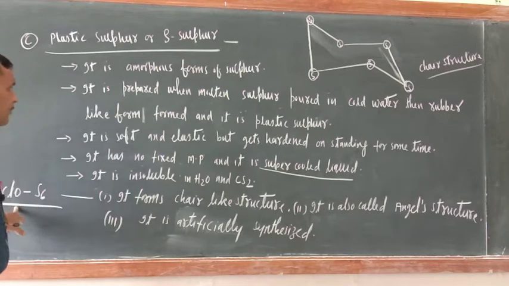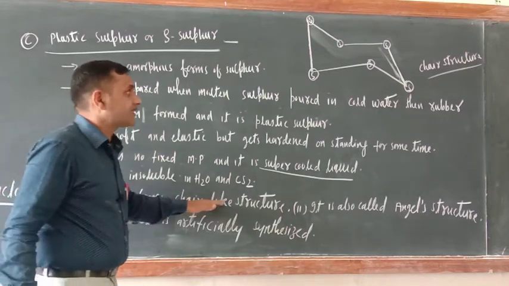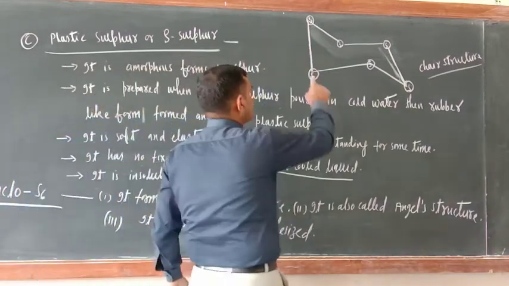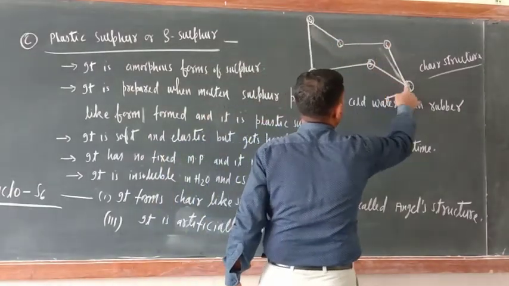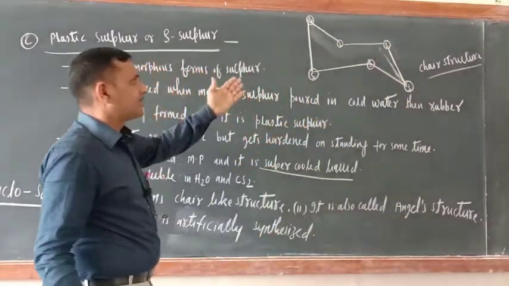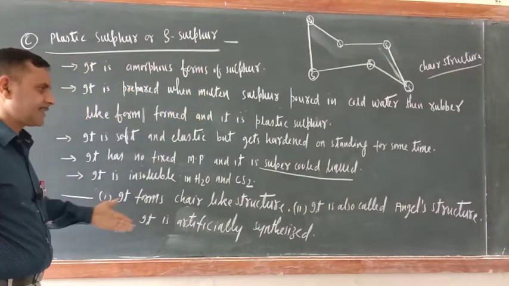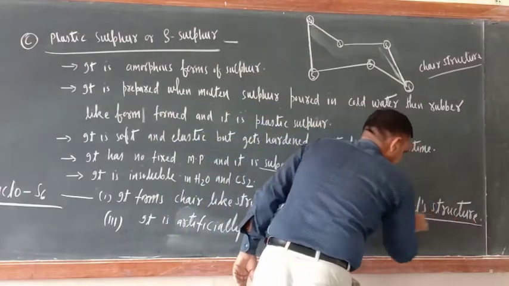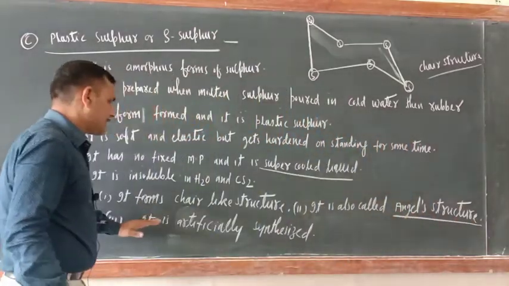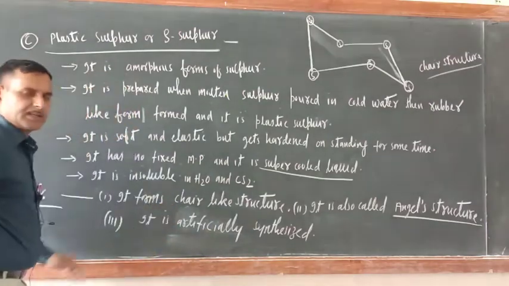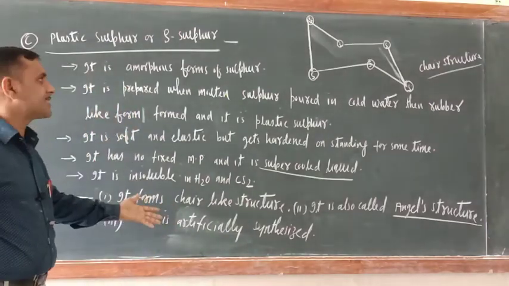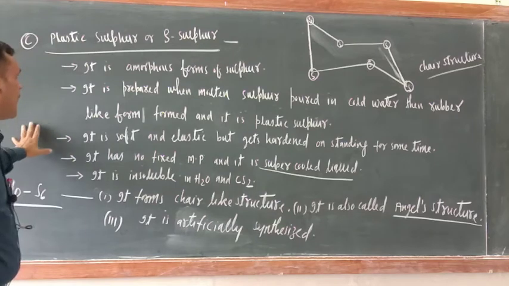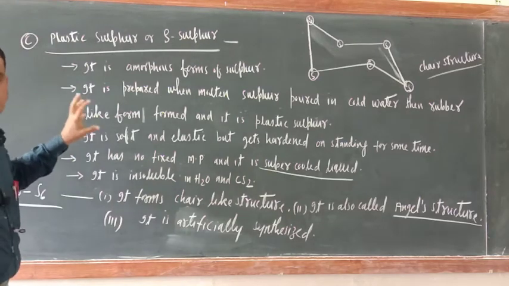So the next form is cyclo-S6. This is a newly discovered allotropic form of sulfur. It forms a chair like structure. This is the chair like structure. Just see, 1 2 3 4 5 6, these are the chair like structure of cyclo-S6. It is also called Engel's structure. It is artificially synthesized. So unlike them, this is artificially synthesized. So this is all about the different allotropic forms of sulfur.